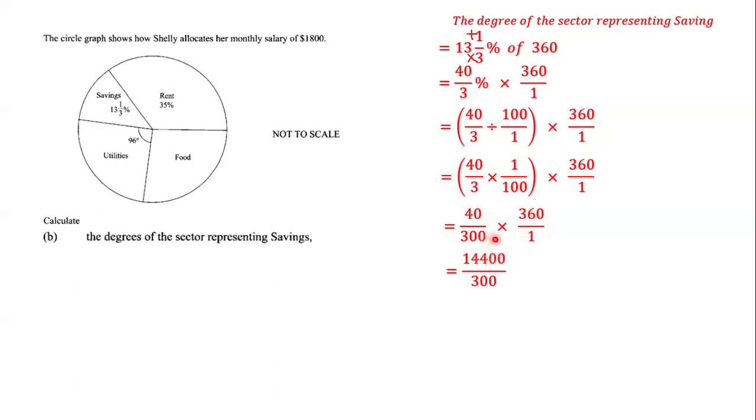Next, we say 300 multiplied by 1, and that gives us 300. So we have 14,400 divided by 300, and 14,400 divided by 300 is equal to 48. And so that means that the degrees of the sector representing savings is 48 degrees.